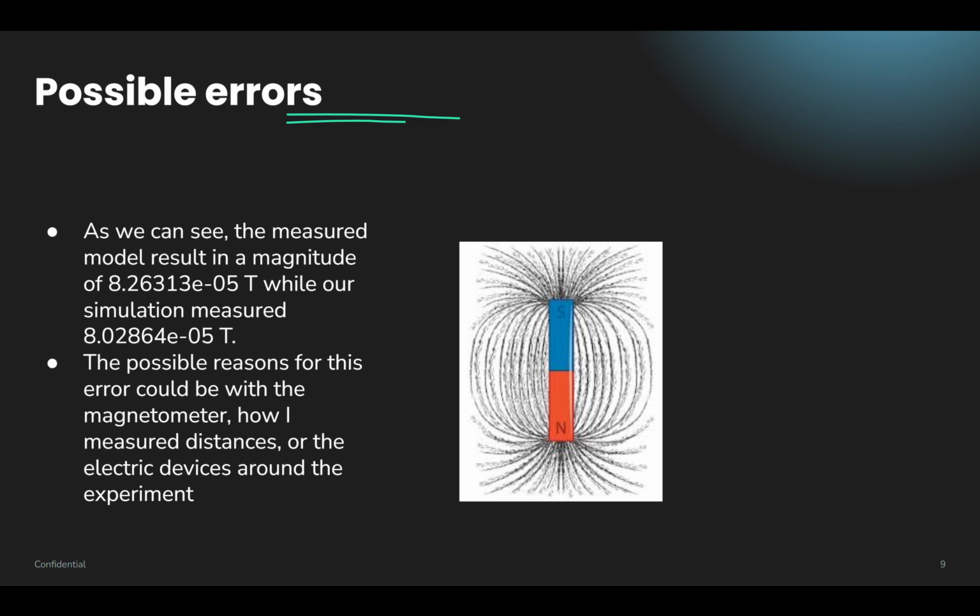As we can see, the measured model resulted in a magnitude of 8.26313 times 10 to the negative 5 teslas, while our simulation measured 8.02864 times 10 to the negative 5 teslas. These are the possible errors. The possible reasons for this error could be with the magnetometer, how I measured distances, or how the electrical devices around the experiment affected the experiment.